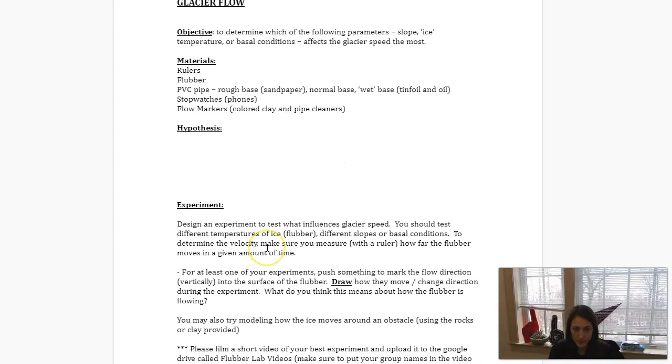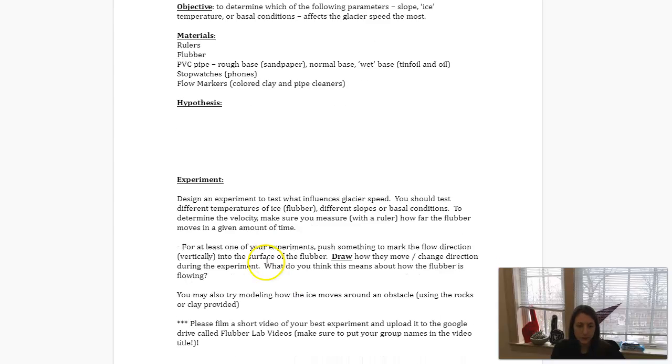So the first thing you're going to do is create a hypothesis with your group. Note that your groups are a little larger for this, so please make sure that everybody is included and their voice is heard and that everybody agrees on the hypothesis that you create. If you don't agree, just call me over and we can talk it out.